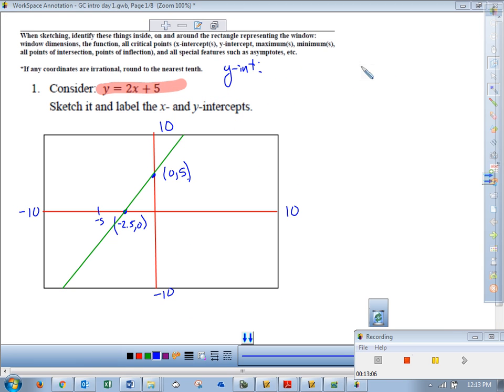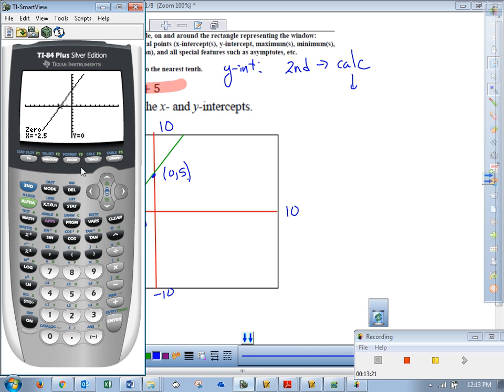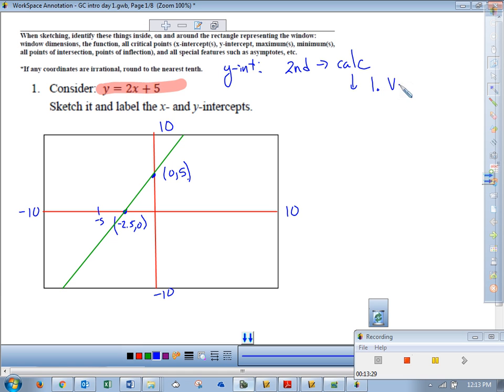Cool. We did second, calculate. Awesome. For a y-intercept, we did second, calculate. And then the weird thing is it's option 1, which is called value. So we did second, calculate, and then it's the first option in that menu called value, and then it's asking you to type in x equals 0. Cool? So that way, because it's brand new to us, when you're doing homework, you got this written down.